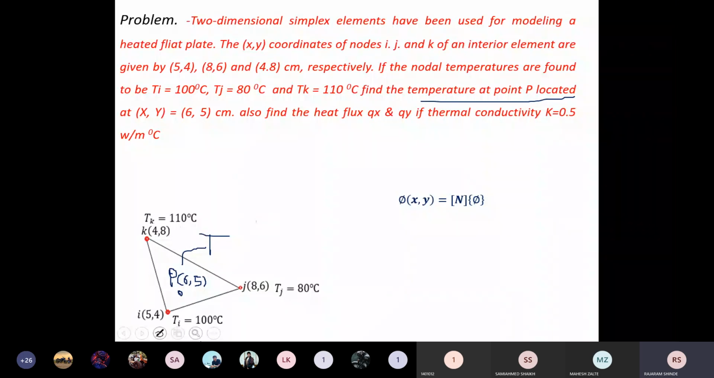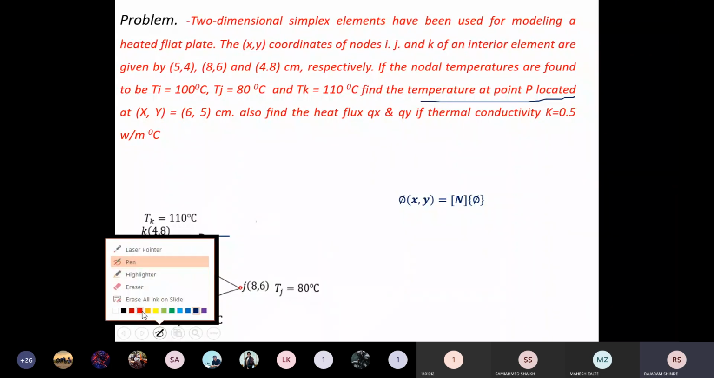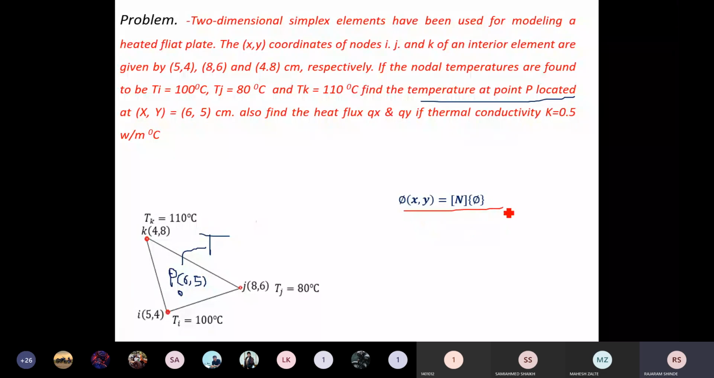Now we have the general interpolation polynomial equation: phi(x,y) is equal to N into phi_i. Now here in our problem it is a thermal problem, therefore phi is temperature T. T is equal to the N matrix into the nodal temperature matrix. This T is a function of x and y, and these are the temperatures at the 3 nodes, that is Ti, Tj and Tk.